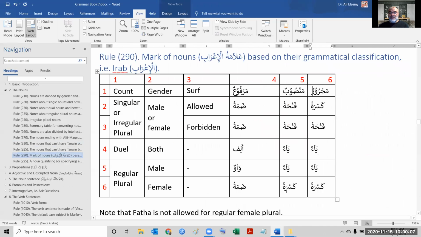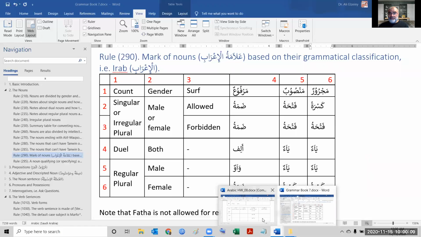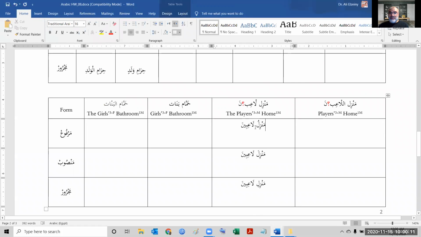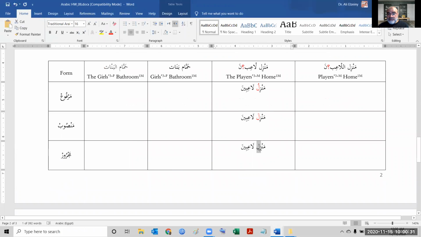Okay. So we go back here to the homework. Then, okay, ضمة for مرفوع. Here is a ضمة. Here is a ضمة for مرفوع. And here is a فتحة for منصوب. And here is a كسرة for مجرور. Okay?